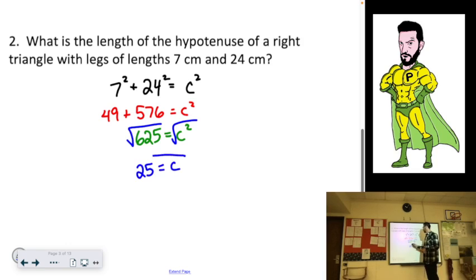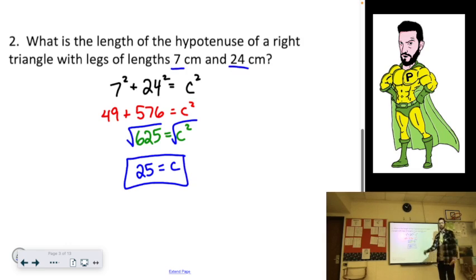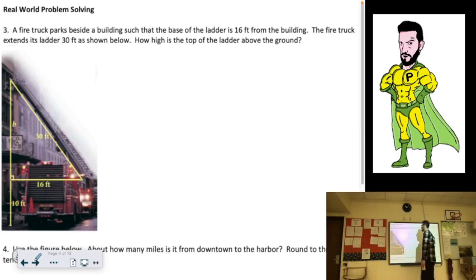It was our hypotenuse, so you should make sure that's the longest side. Our other sides were 7 and 24. Is 25 bigger than those? Yeah. Now we're going to have to find a leg. They're going to give us the hypotenuse and one of the legs.